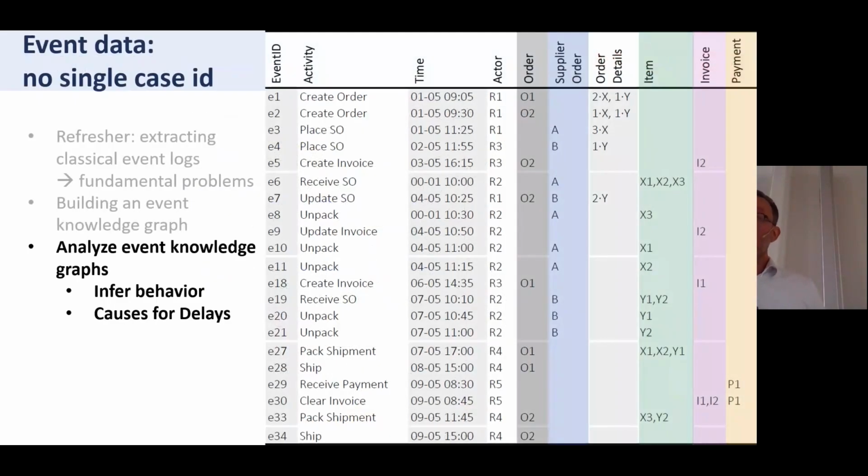Okay, but it doesn't stop there. We can do something with these graphs. We're good on time. One of the things I want to show you is how to infer more behavior than what we have been extracting from this table, because we really just mapped this table into a graph structure. We want to now infer more. And I want to show you how we can analyze causes for delays, right? Remember, the KPI wasn't met. What's the reason for it?